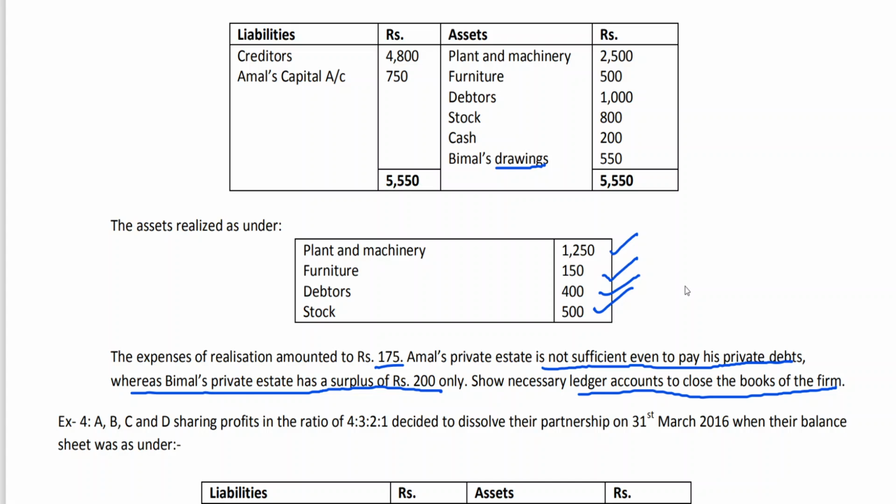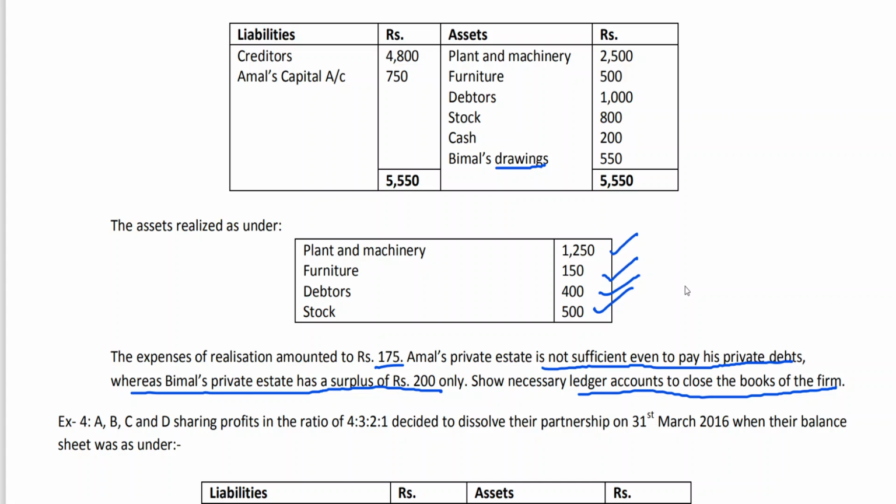So private estate is not sufficient even to pay his private debts. That means private properties are insufficient to pay private debts, so there is no question of bringing any cash. Whereas Bimal's private estate has a surplus of 200 rupees, that means after meeting his personal liabilities. Here I would like to tell you one thing. Whenever a partner's capital account is showing a debit balance, when he needs to bring some cash to the firm, then he has to bring the cash.